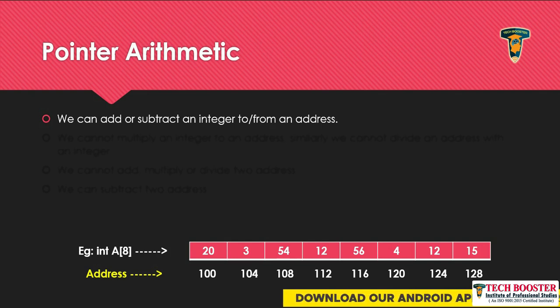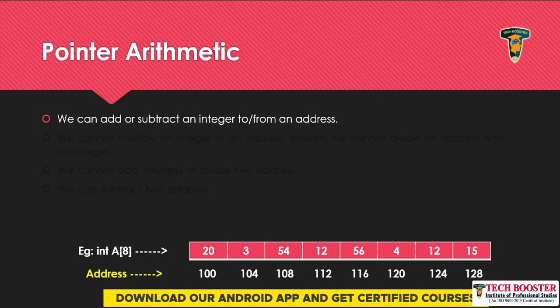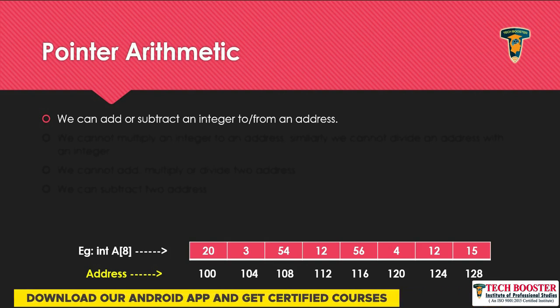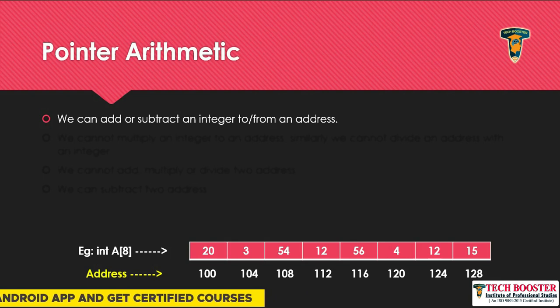So whenever you add any integer to an address, what we are doing is moving towards our next address. If we add 1 to the address, we'll move to the next address. If we add 2, we'll move 2 steps towards the next address, and so on. So let me show you this one.